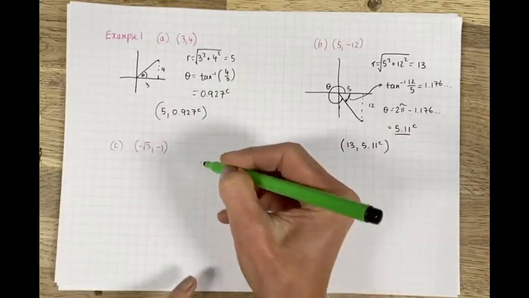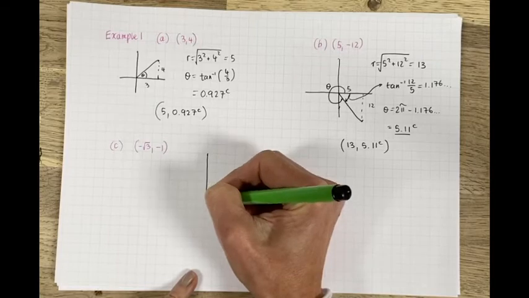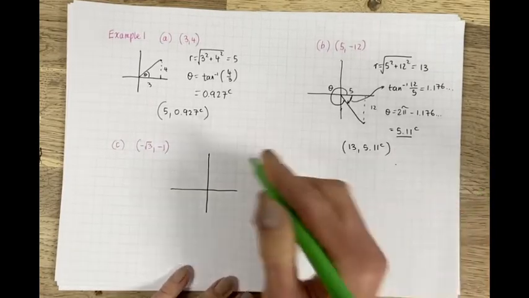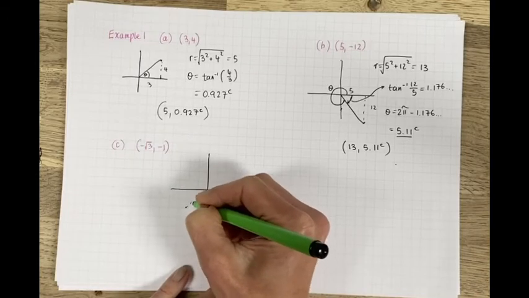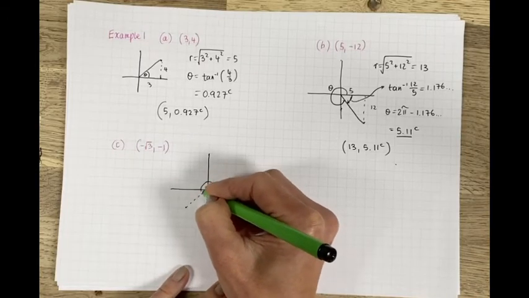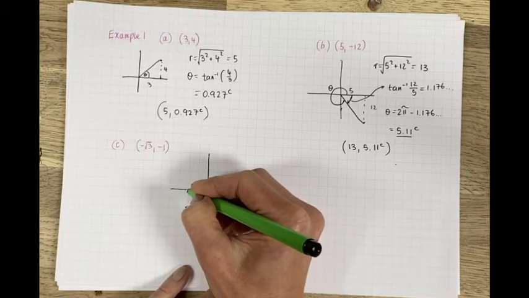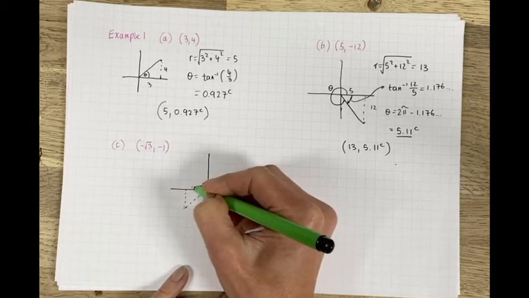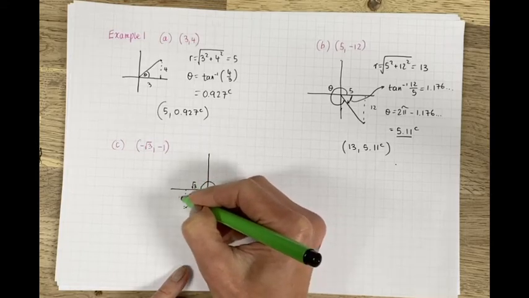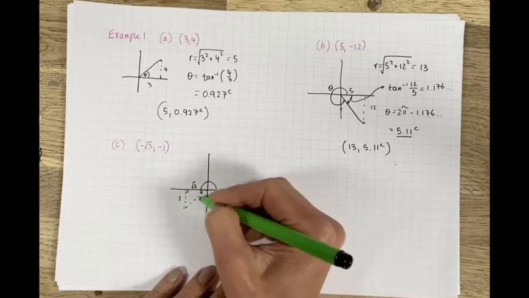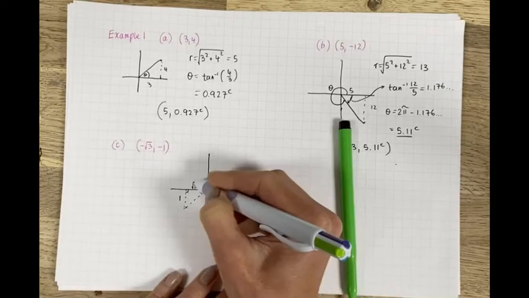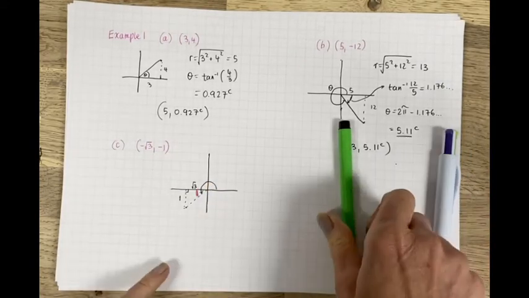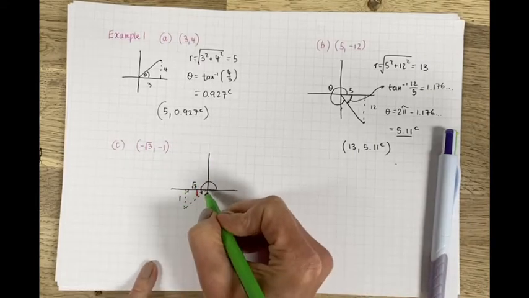Okay, in the final one, we are going to go into the third quadrant because both coordinates are negative. So we're going to go somewhere here. I want to find this angle and use it to get my theta. So this is √3 and this is 1. I'm going to just find this angle and add it to pi when giving the theta.